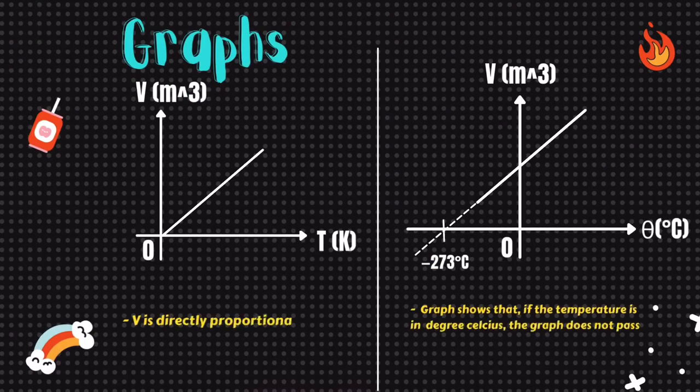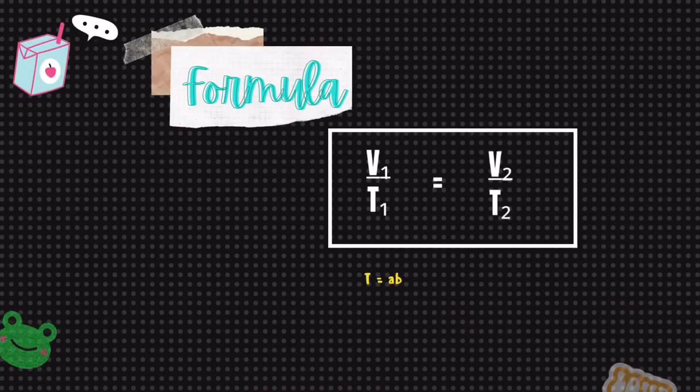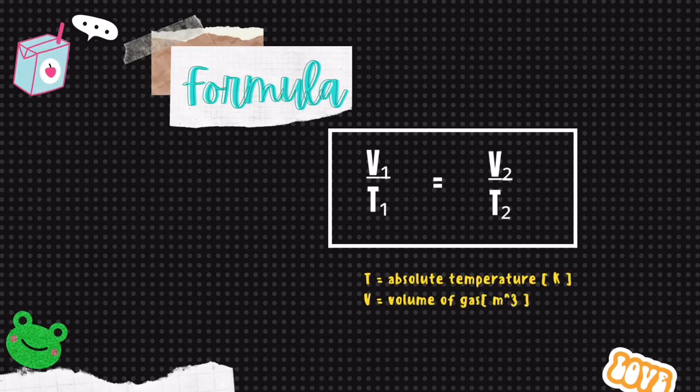In the graph shown, the volume of gas is directly proportional to the absolute temperature. The graph shows that if the temperature is in degrees Celsius, the graph does not pass through the origin. Here is a table of formulae for this topic. T is absolute temperature, Kelvin, while V is for volume of gas in m³.